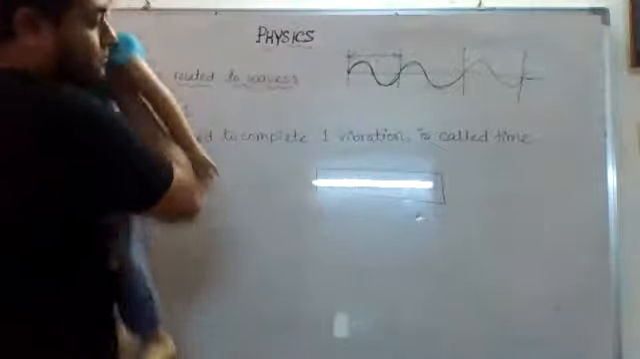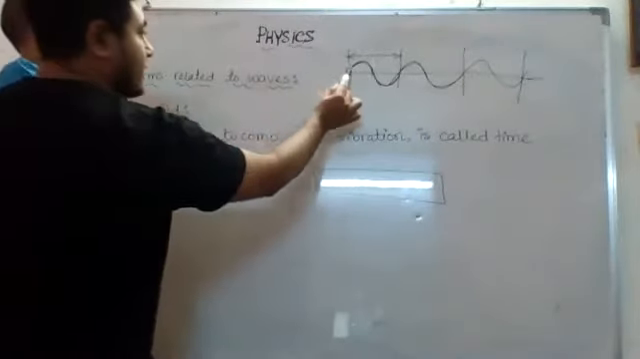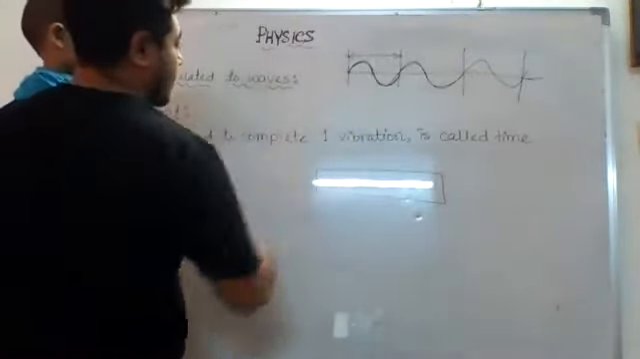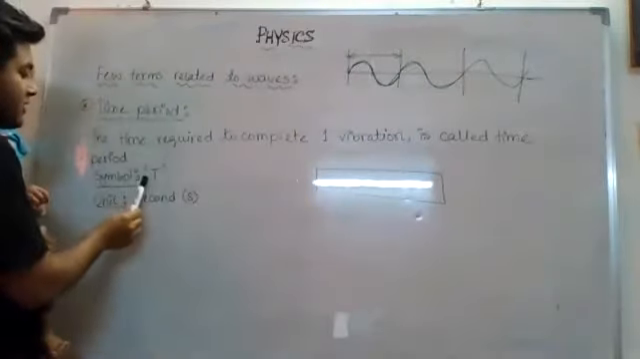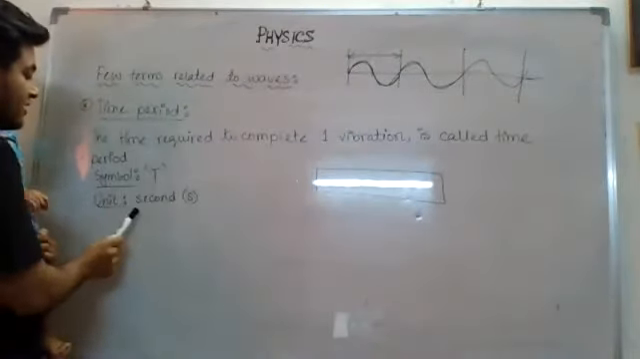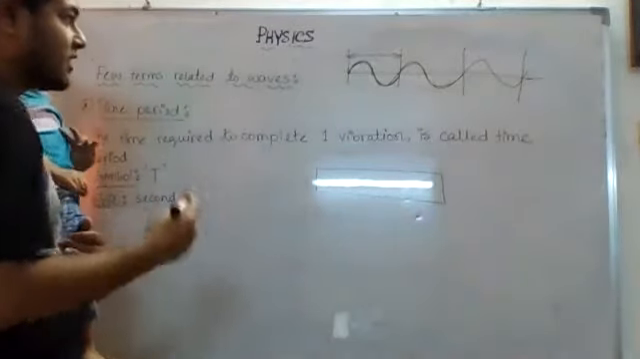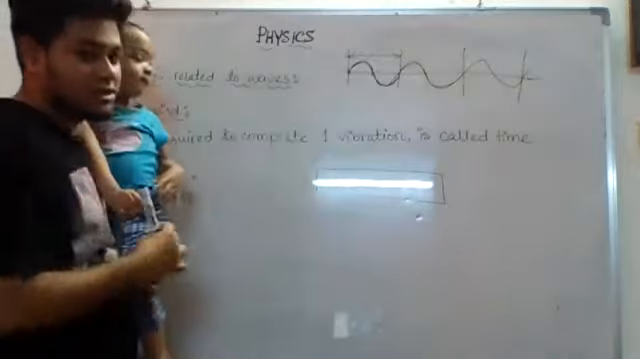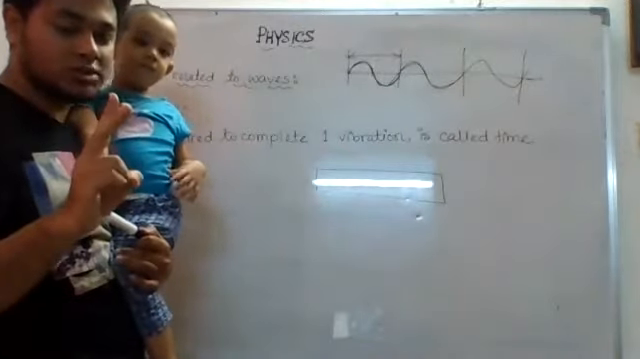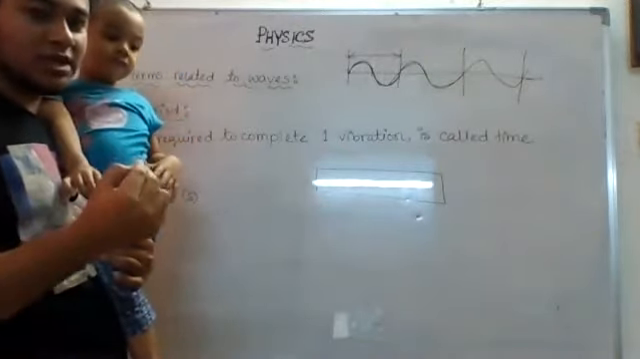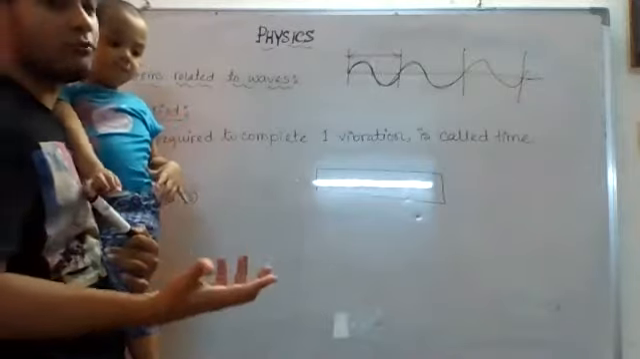So the time taken to complete this one vibration is called time period. It is expressed by capital T, and the unit is second. Let me give you an example. If I tell you that to complete this one vibration, a wave takes 2 seconds, then this 2 seconds is the time period of that wave.